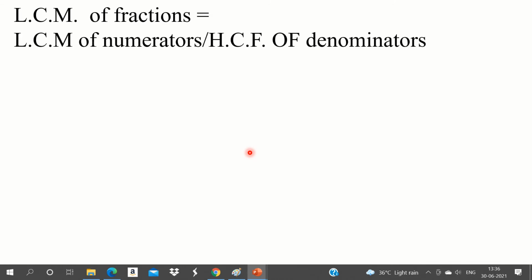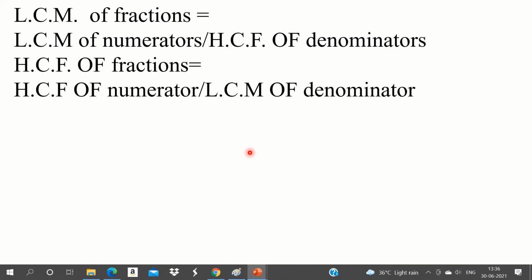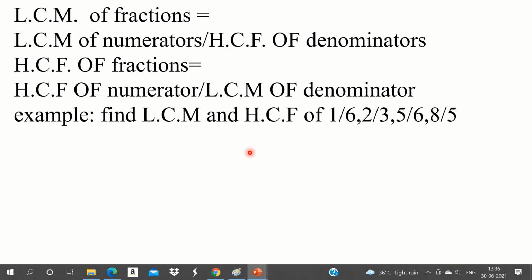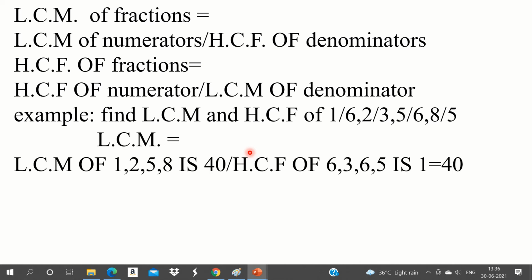LCM of the fractions is equal to LCM of the numerators by HCF of the denominators. HCF of the fractions is equal to HCF of the numerators by LCM of the denominators. So to find the LCM and HCF of 1 by 6, 2 by 3, 5 by 6, 8 by 5. So LCM of 1, 2, 5, 8 is 40. HCF of 6, 3, 6, 5 is 1.